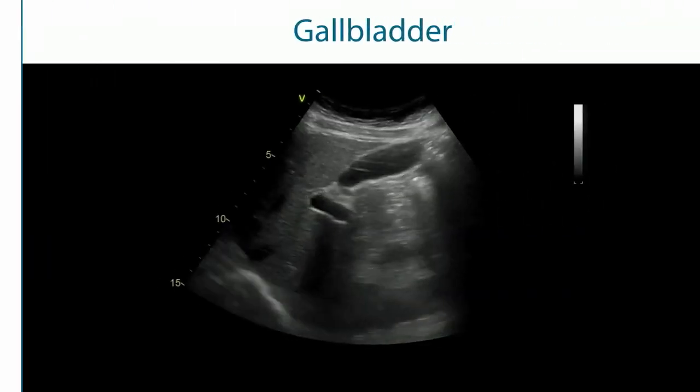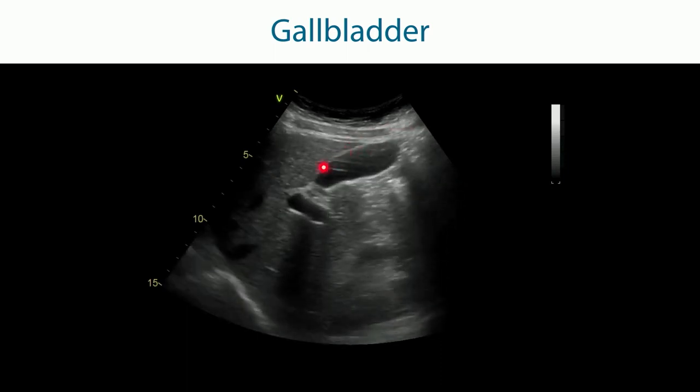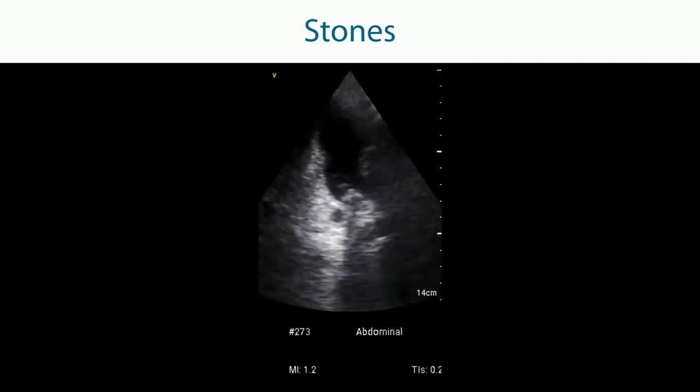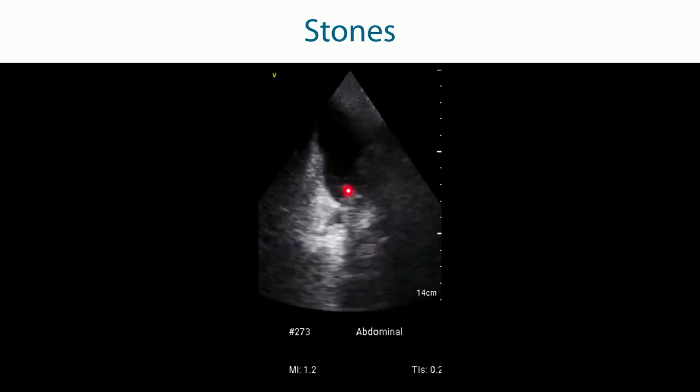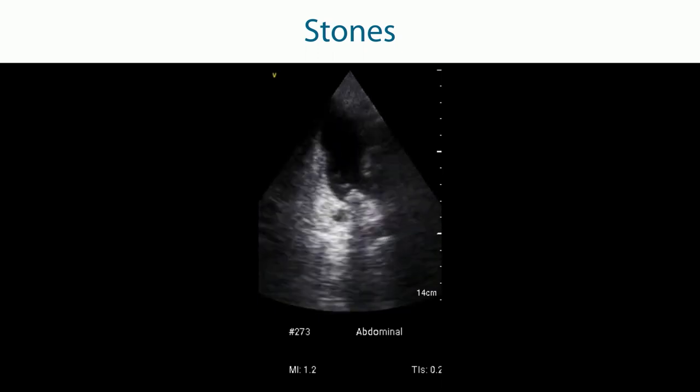But first, let's review this loop again. Here we see a normal gallbladder, the wall is thin, and here we see the liver. Now, let's find out what kind of pathologies we actually can see. This one is quite straightforward. Do you see those hyperechoic areas? Those are all small gallstones, small pebbles with acoustic shadowing.